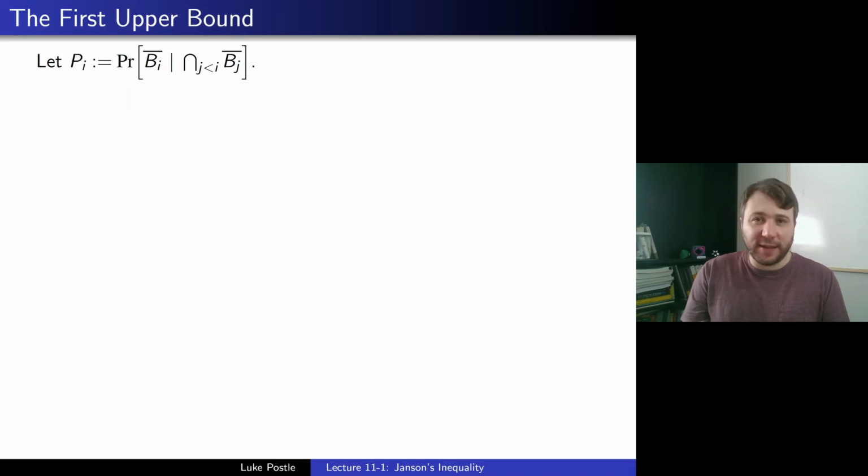Now we're going to use the claim. So how do we use the claim? So we have to do two upper bounds and then the extended one.